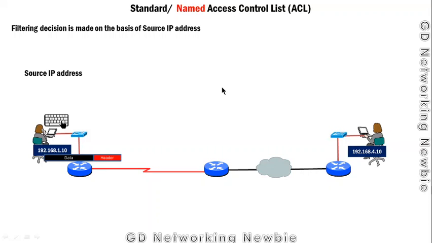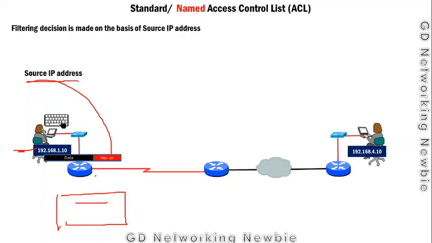So what happens here, when the router receives a packet, it will look into the header part and make a decision on the basis of the source IP address. So if we have a list here and we say that please block the packets from some specific IP address, then it will just look at the source IP address, and if it matches, then it will take the decision.